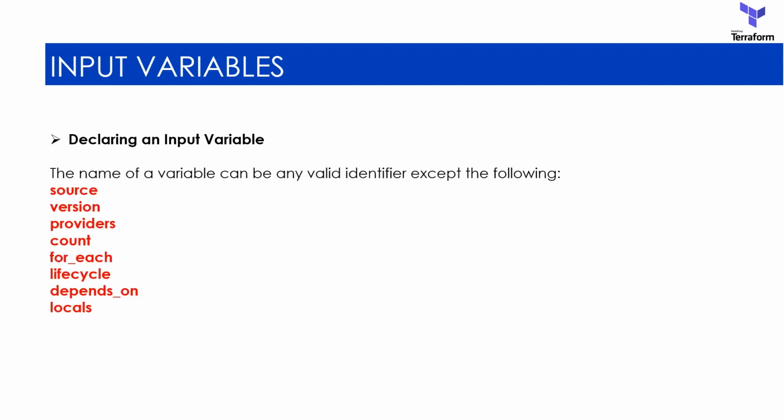When declaring an input variable, there are some restrictions. The name of the variable can be any valid identifier except the following: source, version, providers, count, for_each, lifecycle, depends_on, and locals. If you use these keywords as variable names, it will not work.